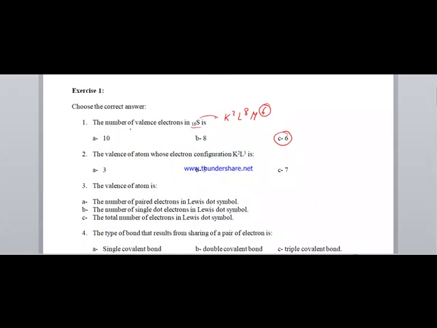The valence of an atom, whose electron configuration ends with L5, has 5 valence electrons. In order to become stable, it needs 3 electrons, so the valence of this atom is 3. It then needs 3 electrons to be stable, following the octet rule.